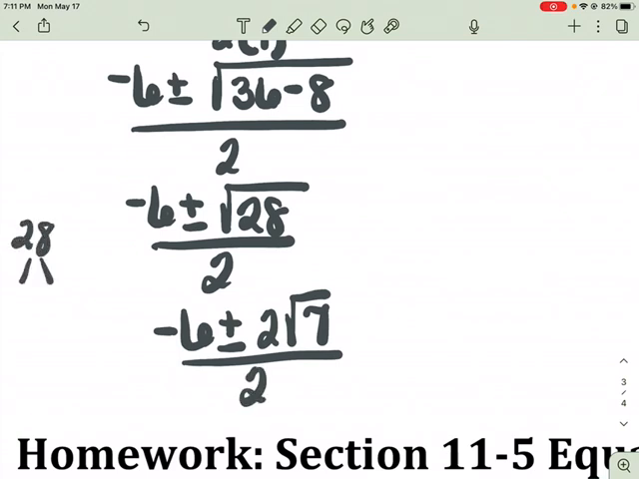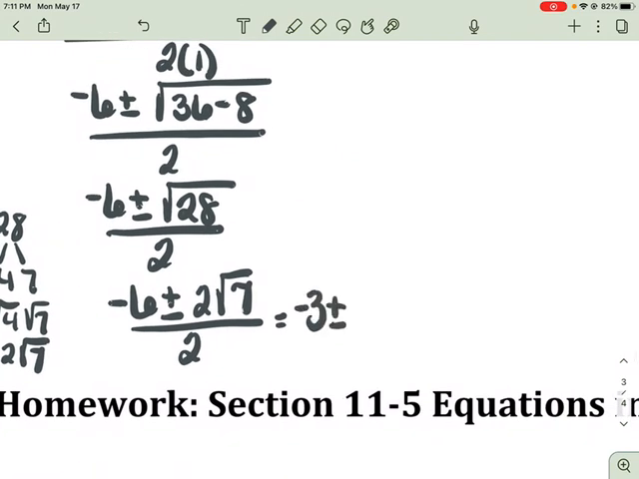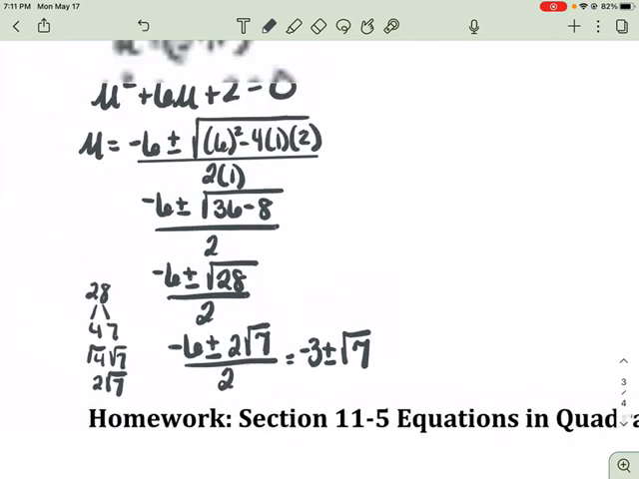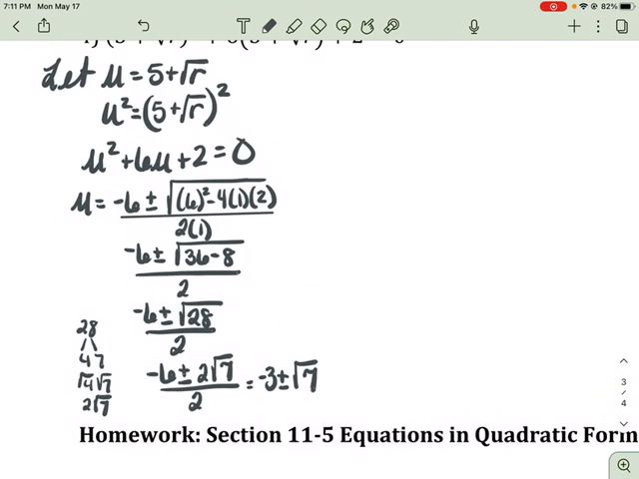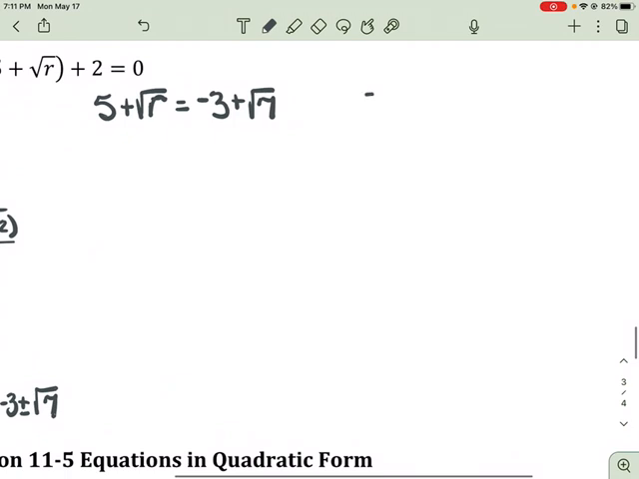Again, I'm 28. Break it down. 4 and 7. Square root of 4, square root of 7, 2 square roots of 7. Okay, we can make this negative 3 plus or minus the square root of 7. It's going to make our lives easier. All right, so we're going to get 5 plus the square root of r equals negative 3 plus the square root of 7, and 5 plus the square root of r equals negative 3 minus the square root of 7.